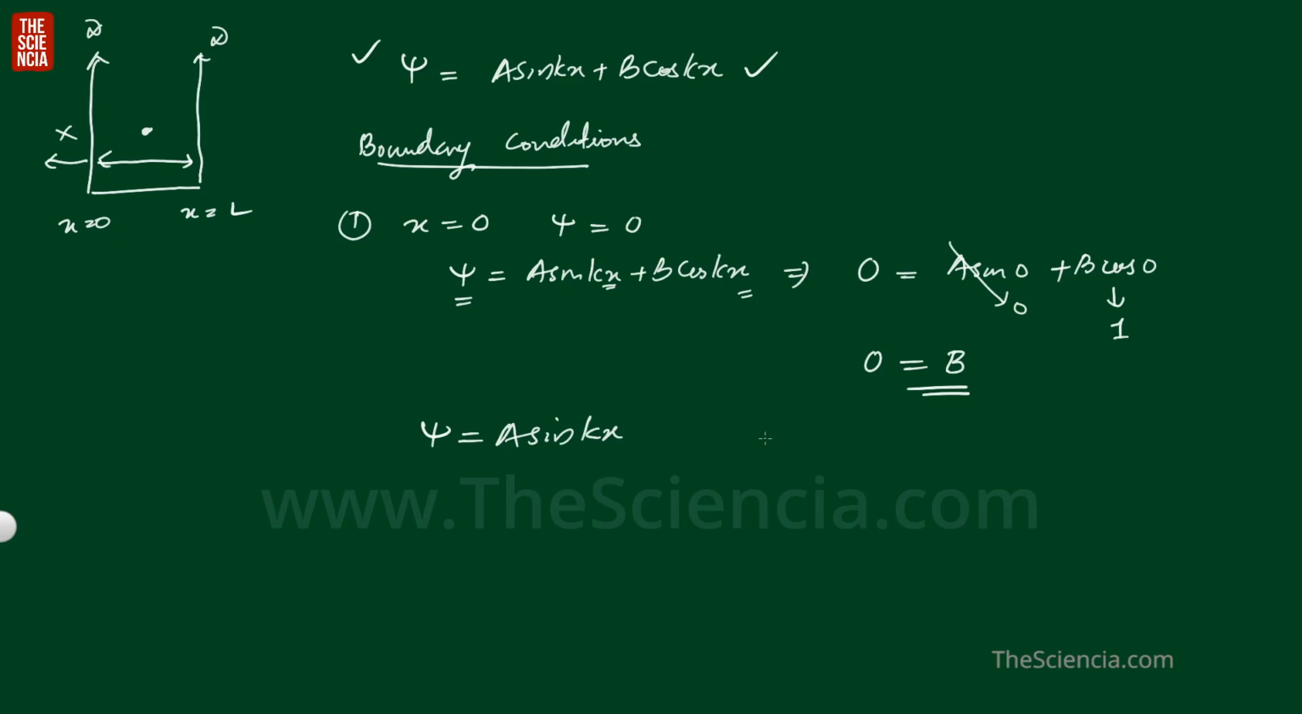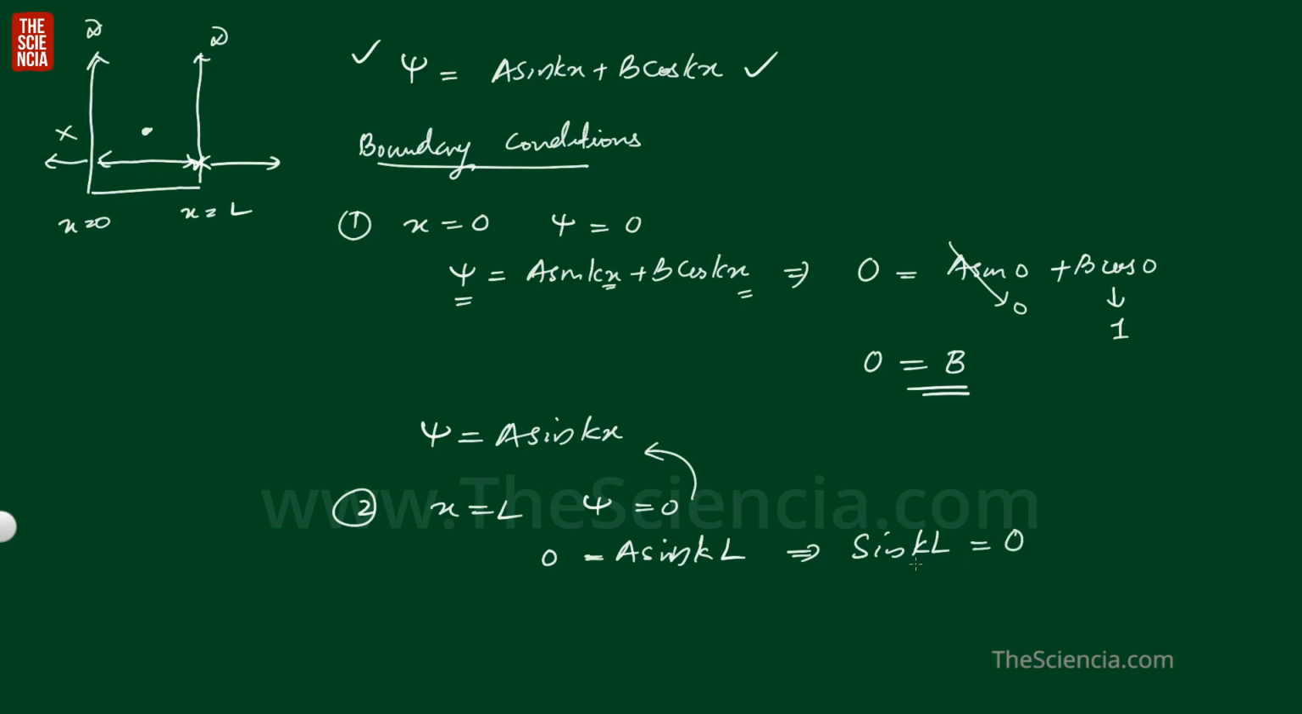Now we have to substitute the other boundary condition. What is that? That is x equal to L, psi is equal to 0, because in this region also there is no presence of the particle. That is psi must be equal to 0 at this point. Okay. That is at x equal to L, psi is equal to 0. Now we substitute this condition in this equation. So what we get? We get 0 equal to a sin kx, where x is L, right? That is sin kL is equal to 0.